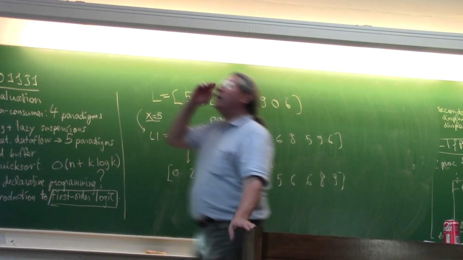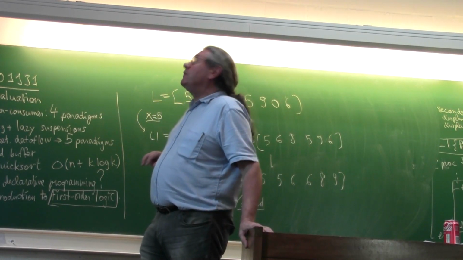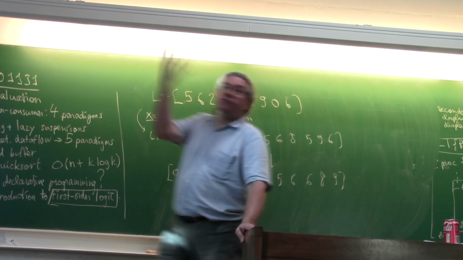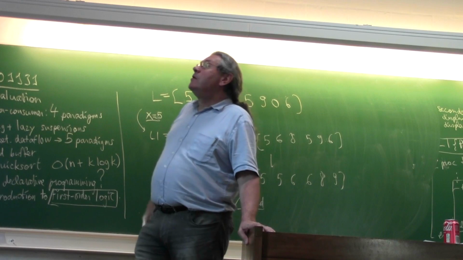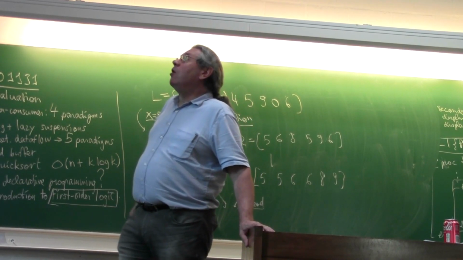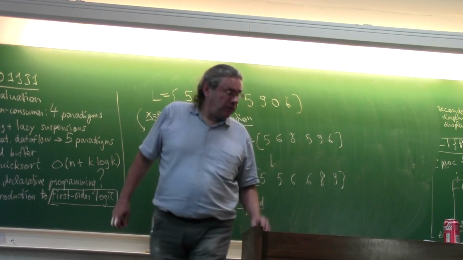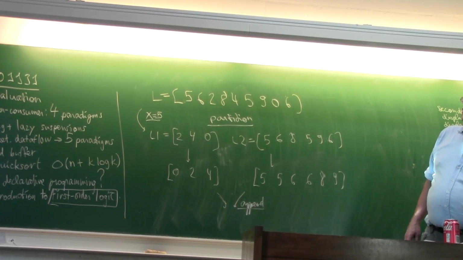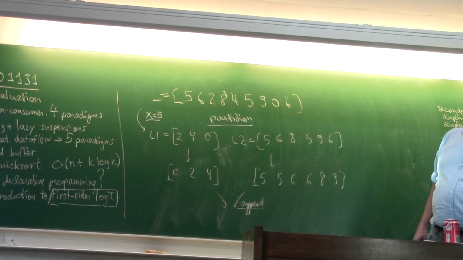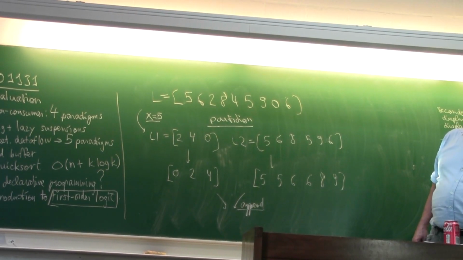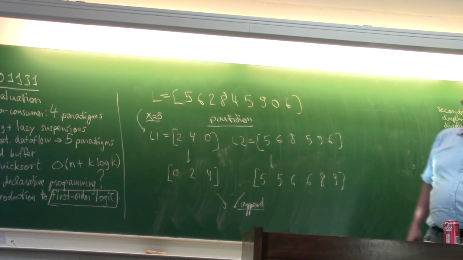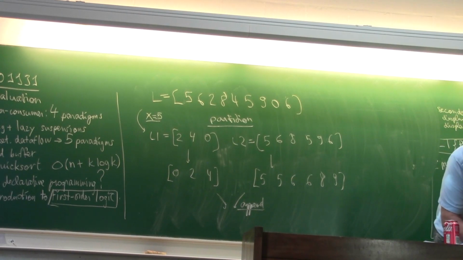So a quicksort of L. For simplicity, I will take the first element of L as the pivot. You can take another element. L of X bar M. Then I will partition L according to the pivot to L1 and L2. I do recursive calls quicksort L1, quicksort L2, and I append them, and that's it.